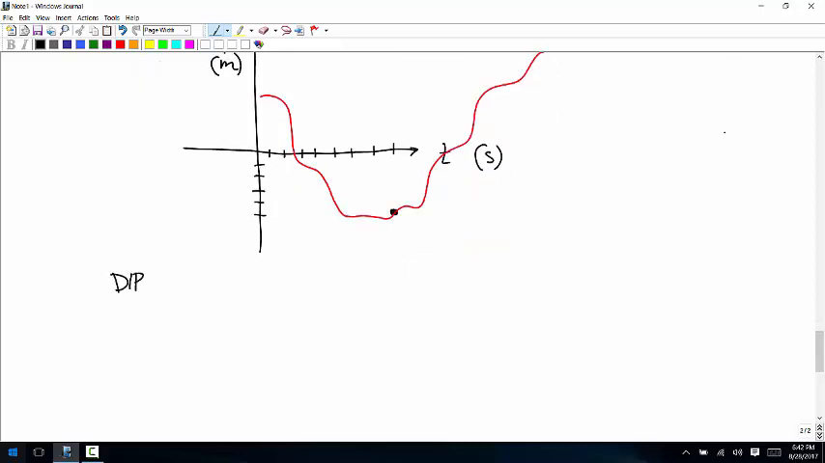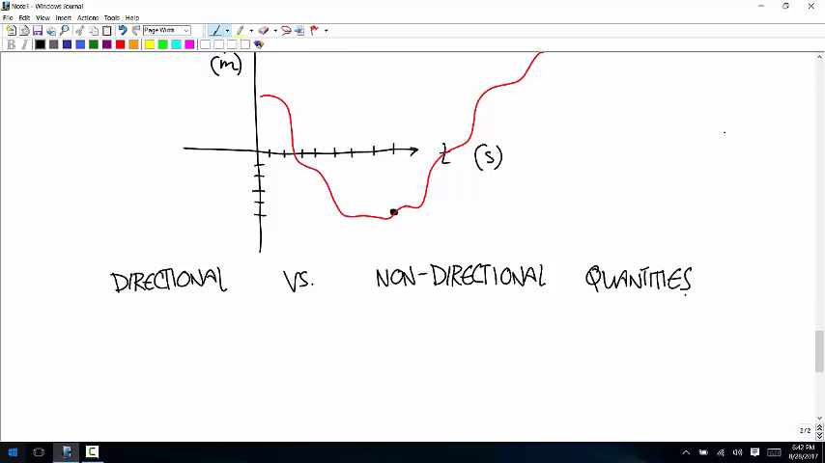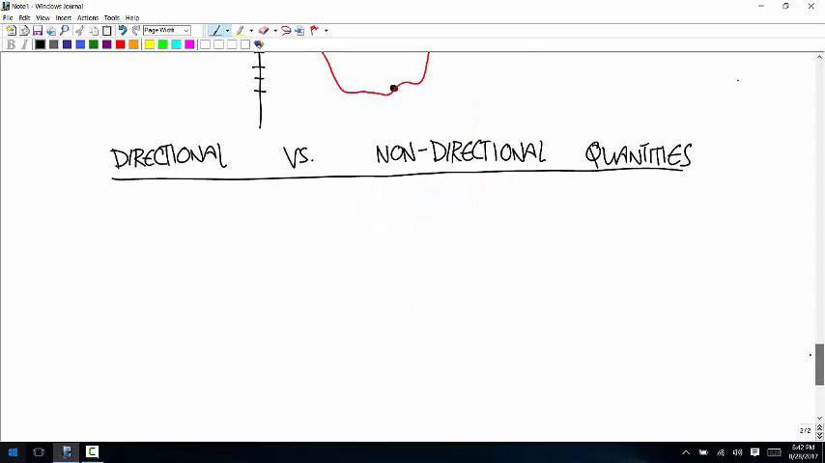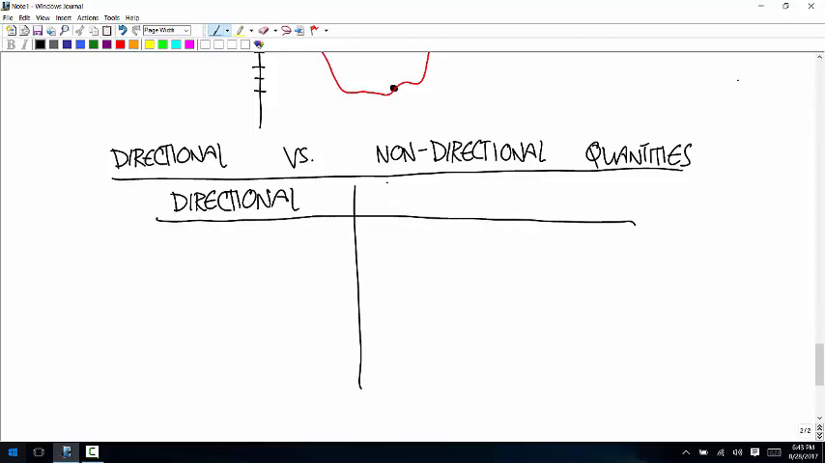So directional versus non-directional quantities. I'll do it as a table with directional over here, and the closest equivalent non-directional quantity straight across from it. So here's the non-directional ones.